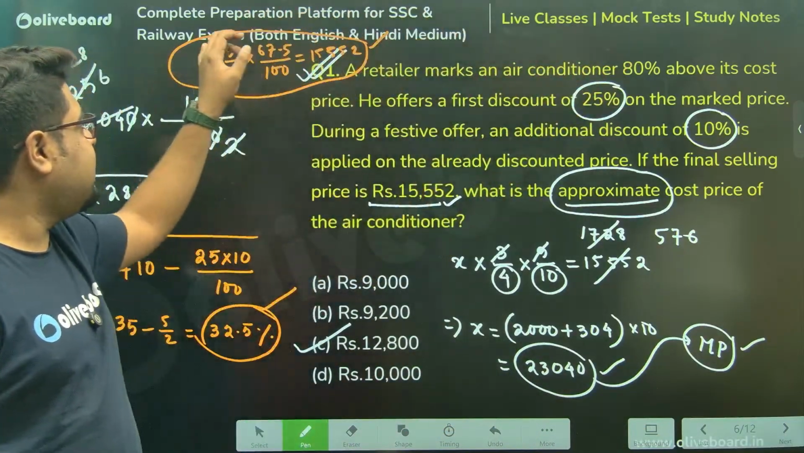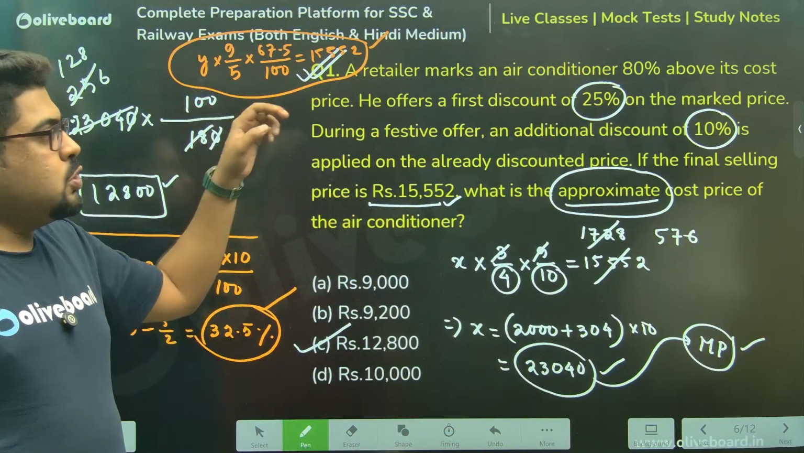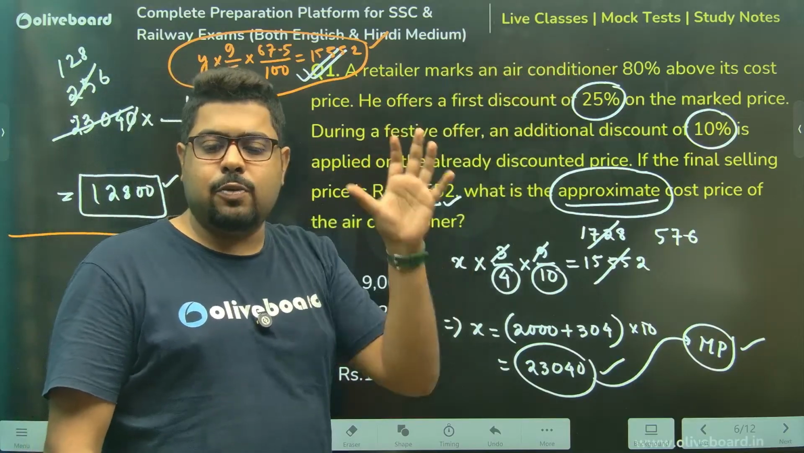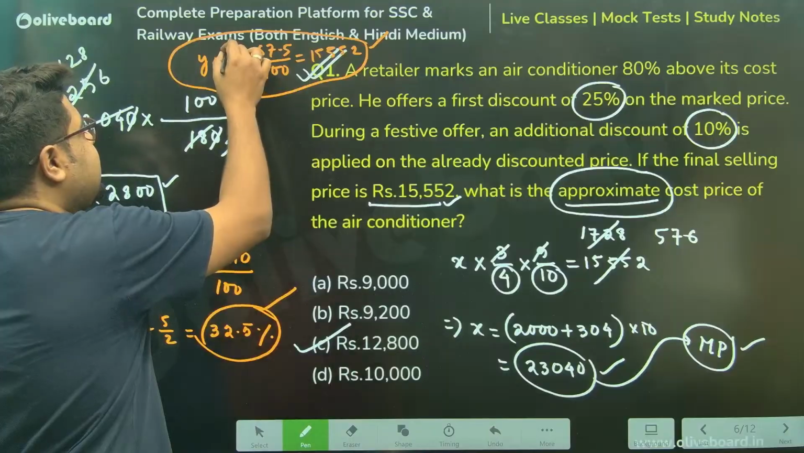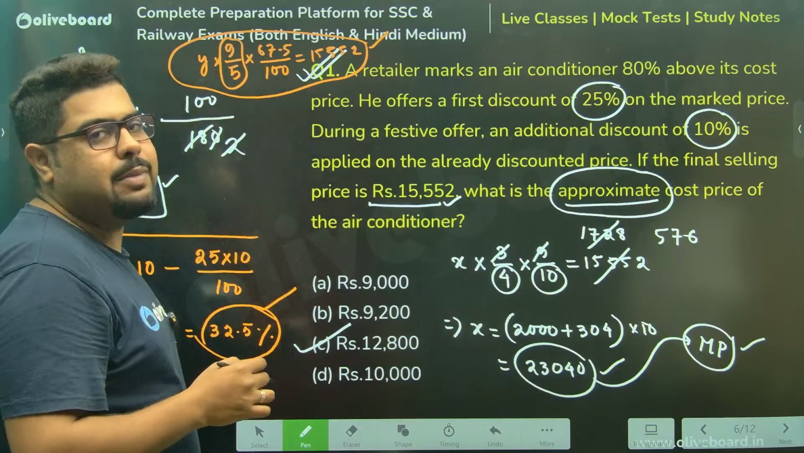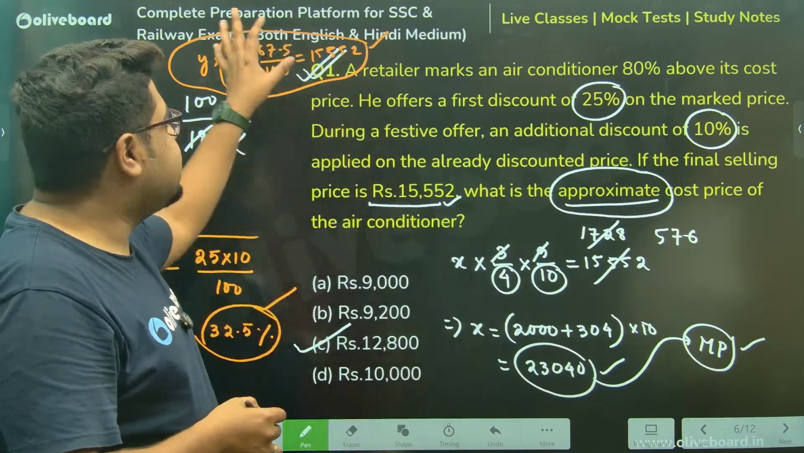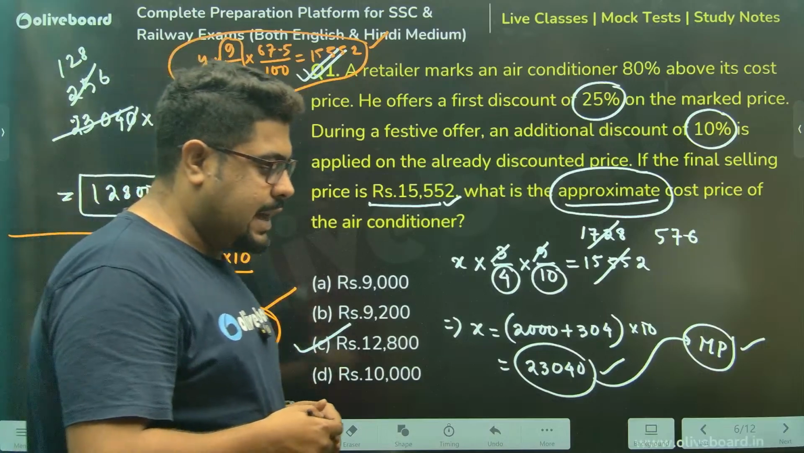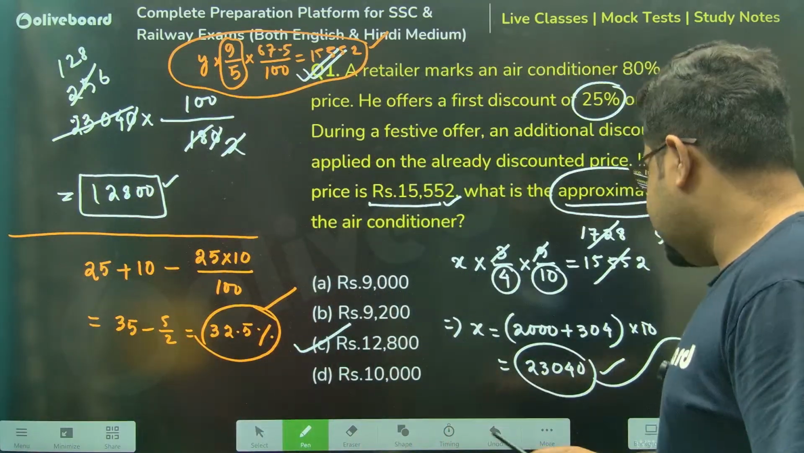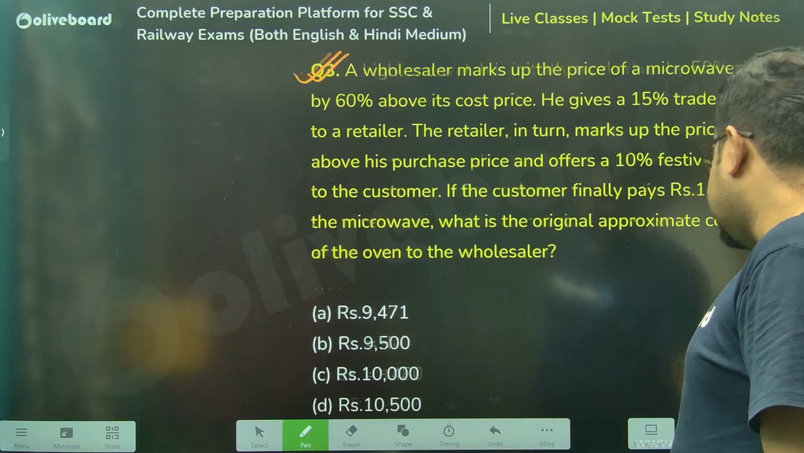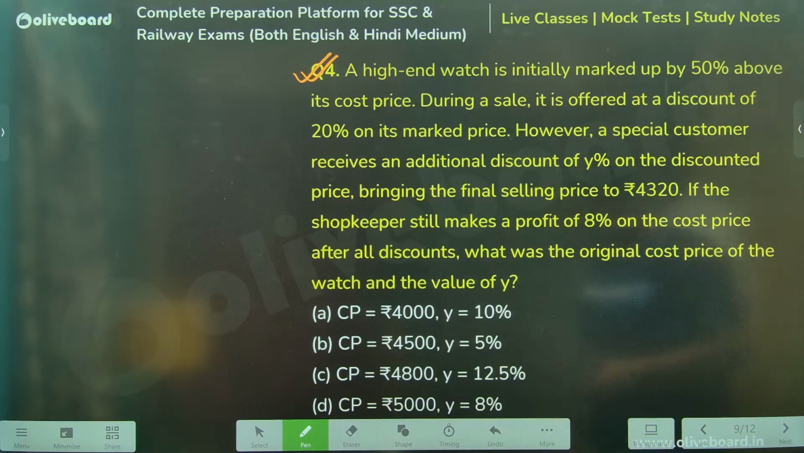So here I have taken Y as CP, not MP. So 80% above, meaning MP will be what? 180%. 180% only in terms of fractions can be written as 9 by 5. So I've done this directly. That's all. Clear, Tanisha? Clear? Done? Acha, sir, this question, I haven't received any answers.